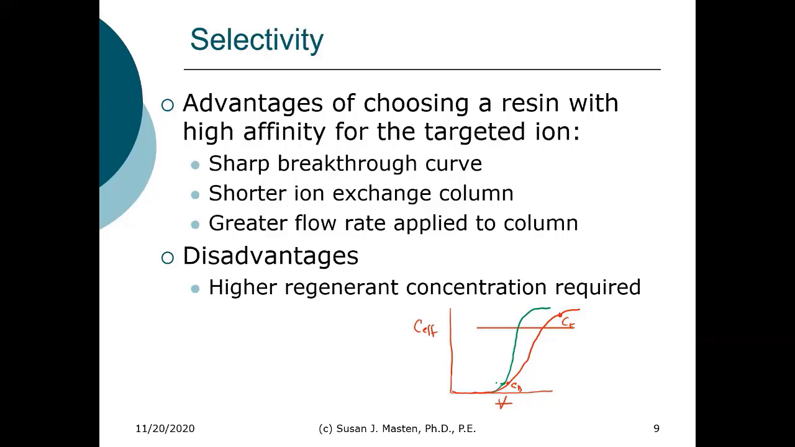Now, this results in a shorter column. It means we can get a greater flow through before we actually have to regenerate. And when we have a high affinity, we have this sharper breakthrough. The problem is we're going to need more regenerant to regenerate. So the regeneration is more difficult with an ion exchange resin that has a high degree of selectivity.